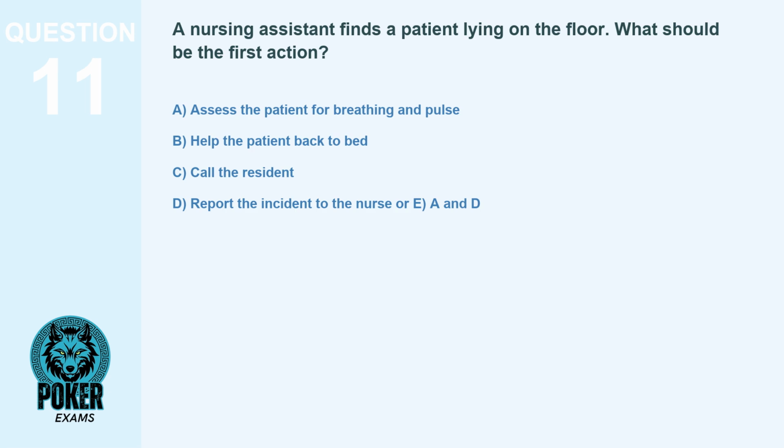Question 11. A nursing assistant finds a patient lying on the floor. What should be the first action? Assess the patient for breathing and pulse. Help the patient back to bed. Call the resident. Report the incident to the nurse.